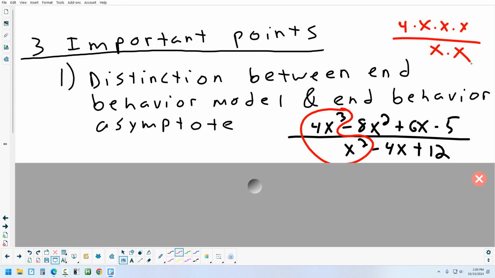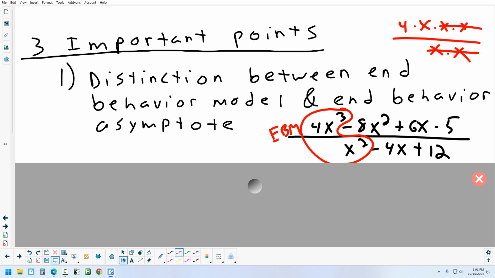And when you simplify that, what would you be left with? 4x. That's it. That's how you find the EBM. And that was on the test, and most people did pretty well finding the EBM. So EBM is a lot easier. That's the EBM.